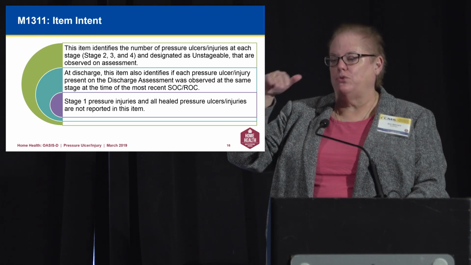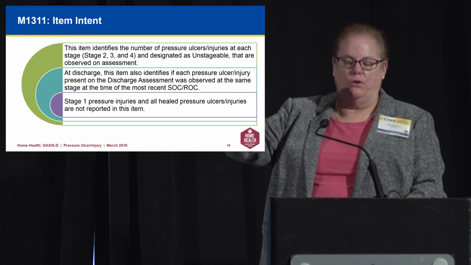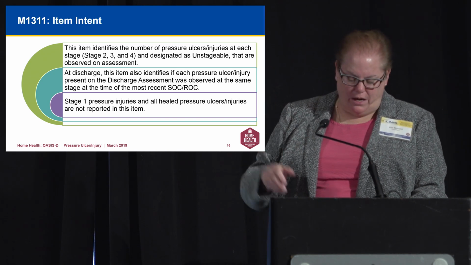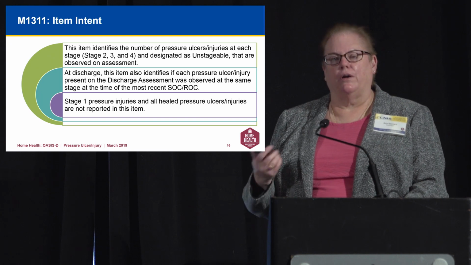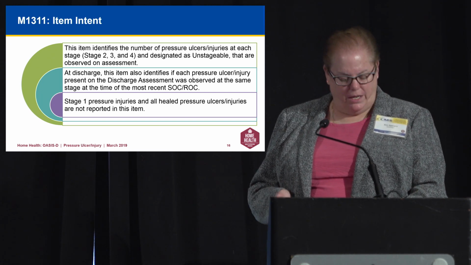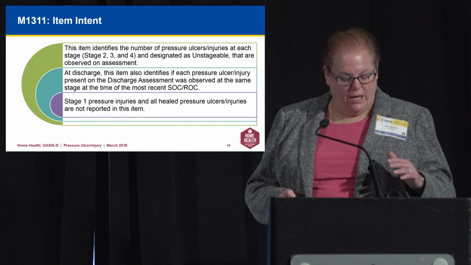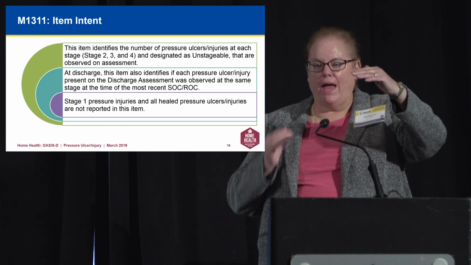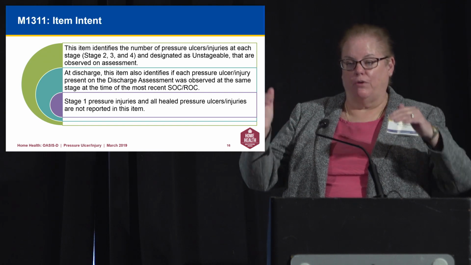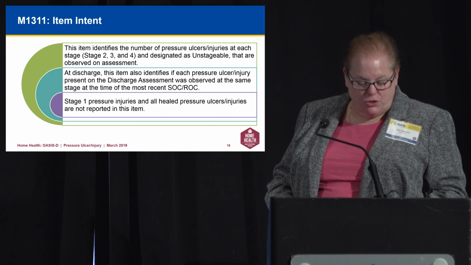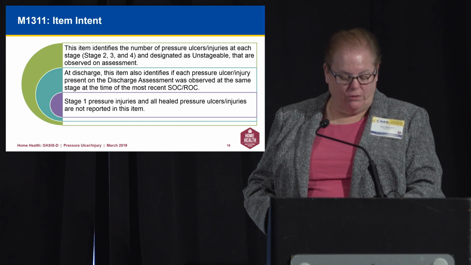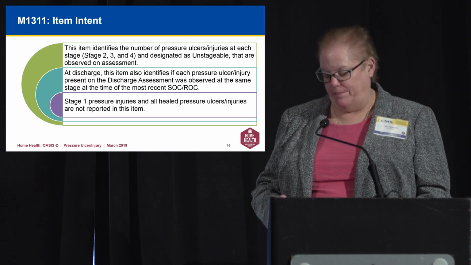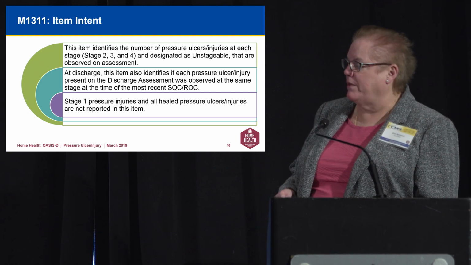How many stage 2s, how many stage 3s, how many stage 4s, and then it goes through the unstageables due to non-removable dressing, eschar and slough, and so we'll go through those questions. And then it will ask you, of these that you have here at discharge, how many of them were present upon admission? And we're going to go through that in detail. Now, a stage 1 pressure injury and all healed pressure ulcers or injuries are not reported on this item. And I think we have some samples around that.